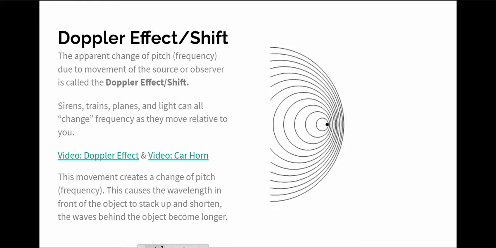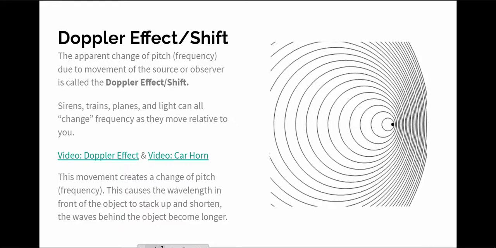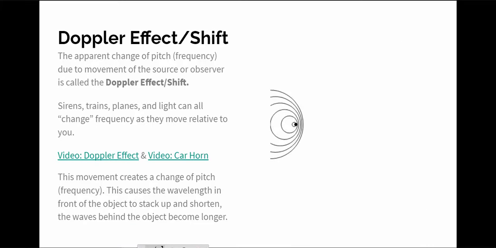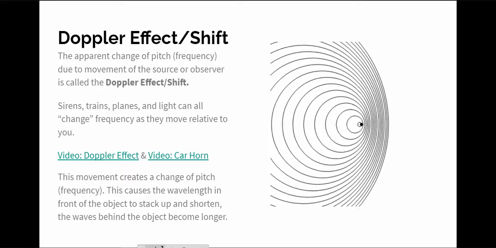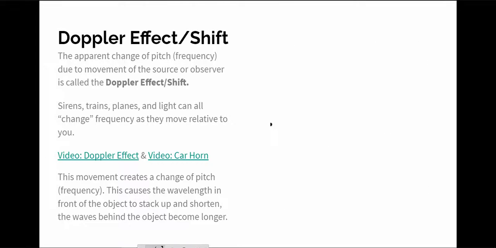We send these radar waves up, they bounce off the cloud, they come back, and we can calculate the speed and the direction that they're moving in. That's how the radar works.